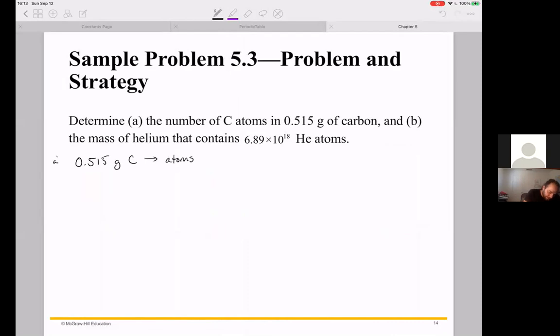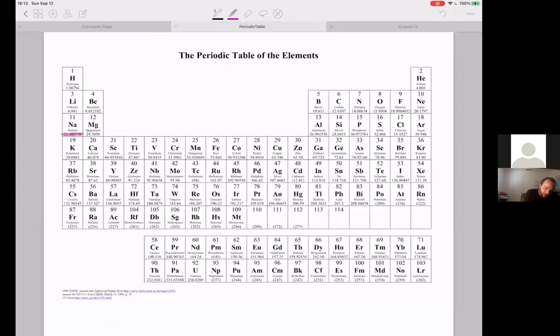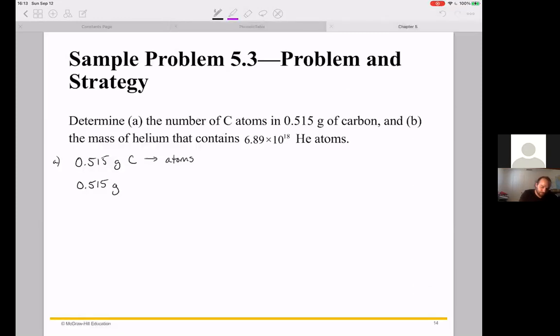Okay, so how am I going to do that? The first thing I'm going to do is start with my 0.515 grams. I'm going to look on the periodic table for carbon. That's 12.0107. And I'm going to make sure to have it such that grams are on the bottom. So 12.0107 grams is 1 mole.